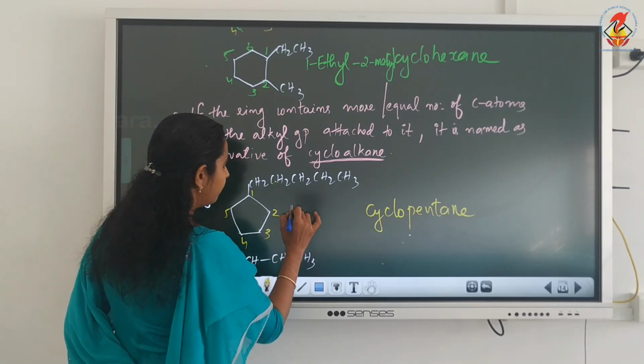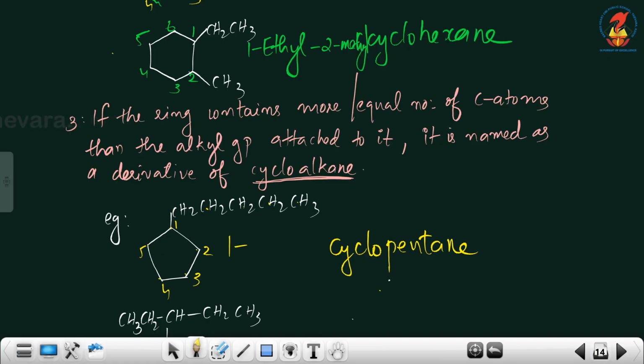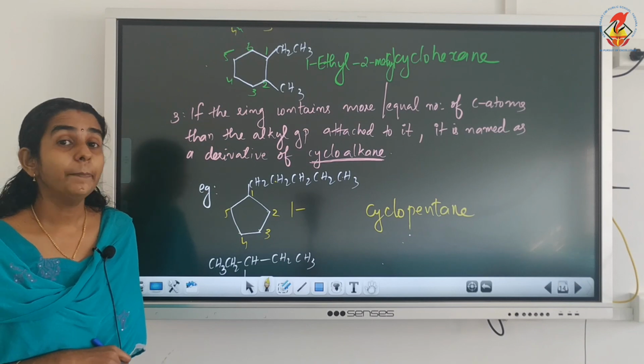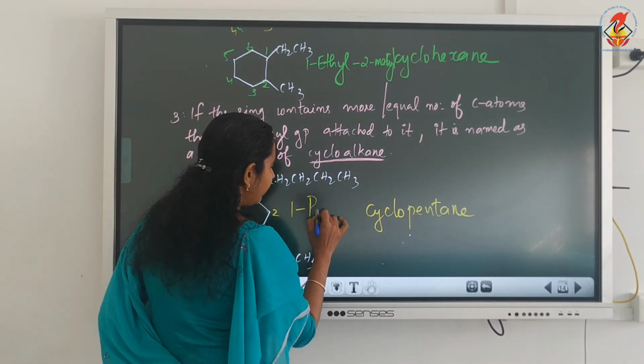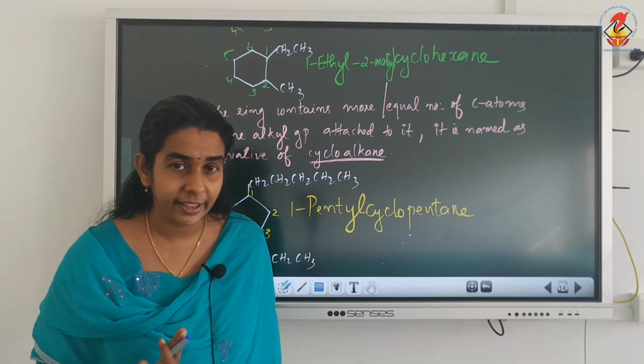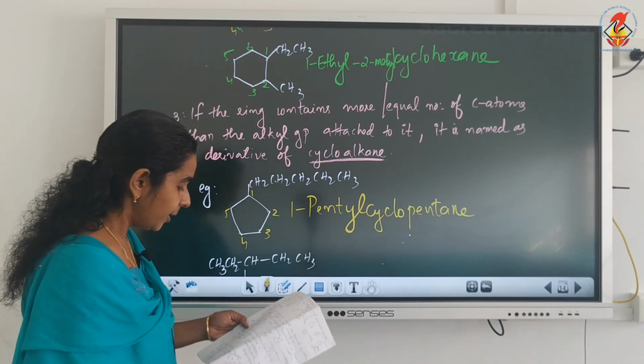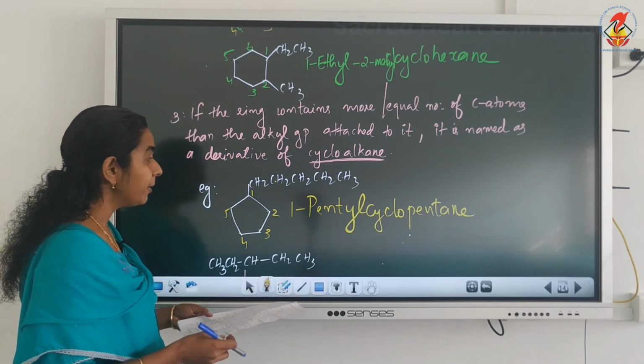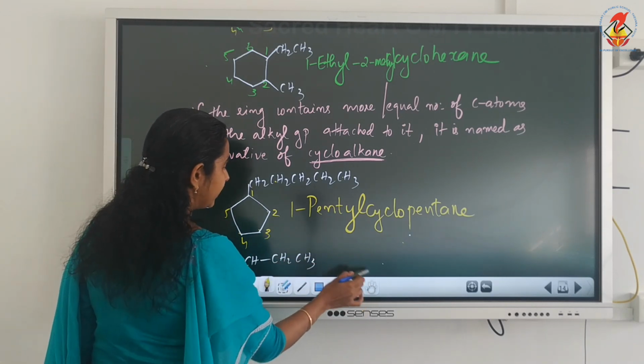So on the first carbon we have what? 1, 2, 3, 4, 5. Five carbons means it is a pentyl group. So 1-pentyl. When pentane comes as a branch, it becomes the alkyl group pentyl. So what is the name of the compound? It is 1-pentylcyclopentane.